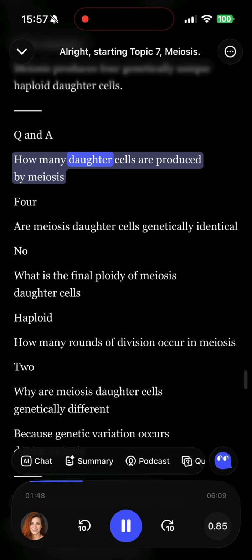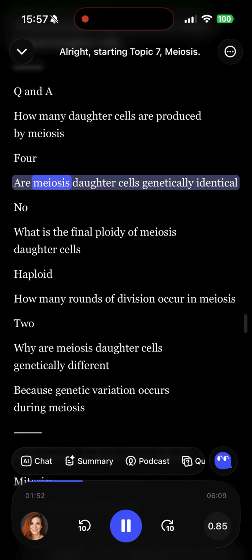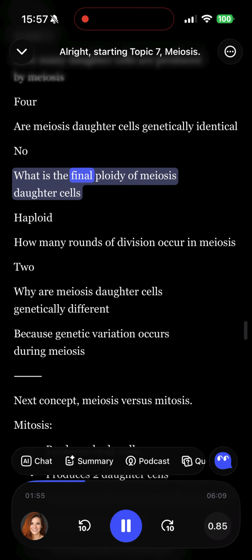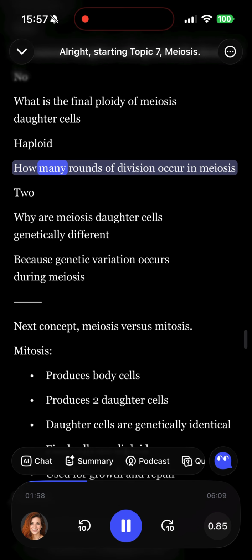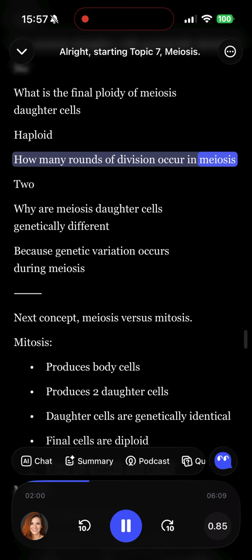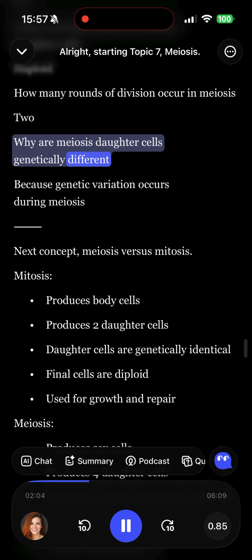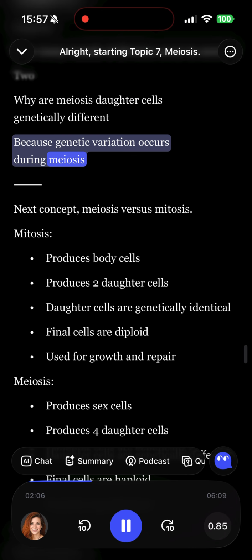Q&A. How many daughter cells are produced by meiosis? 4. Are meiosis daughter cells genetically identical? No. What is the final ploidy of meiosis daughter cells? Haploid. How many rounds of division occur in meiosis? 2. Why are meiosis daughter cells genetically different? Because genetic variation occurs during meiosis.